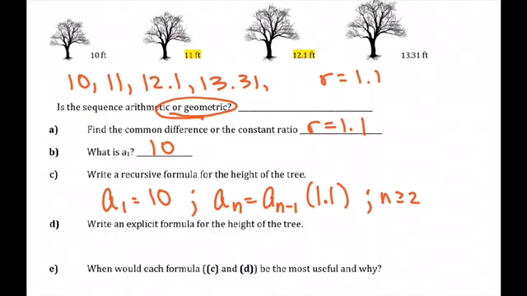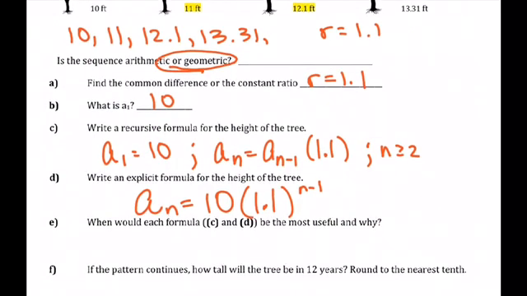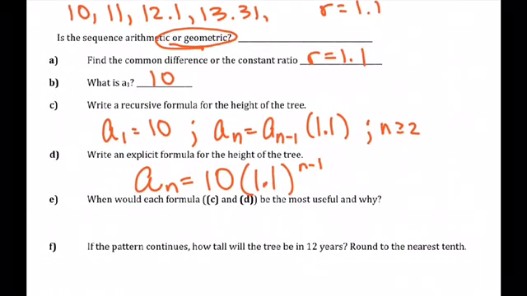Okay, the explicit formula, it's geometric, so remember how that goes. A sub n is equal to a sub 1 times 1.1 to the what power? N minus 1. Please don't put n, because that means that 10 is a sub 0. Okay? All right, so when do you guys think formula C would be more useful, and when would D be more useful?